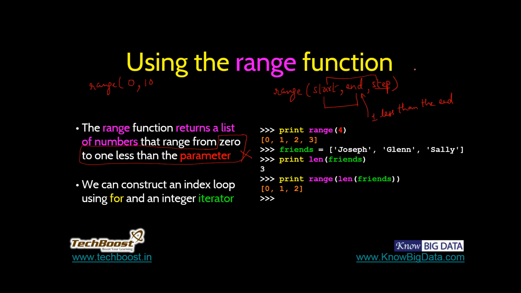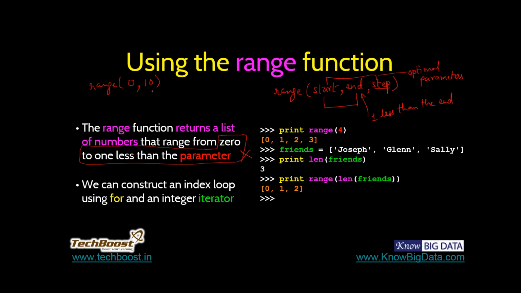And the step. Remember, start and step are optional parameters. The end is a mandatory one. That is, the end has to be given always. Without an end, the Python range function would not be able to give you a list because it does not have an end.